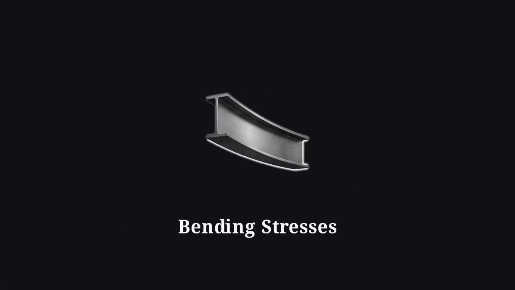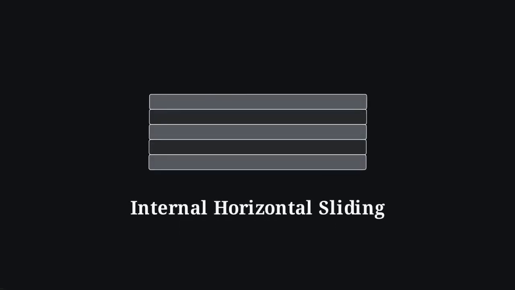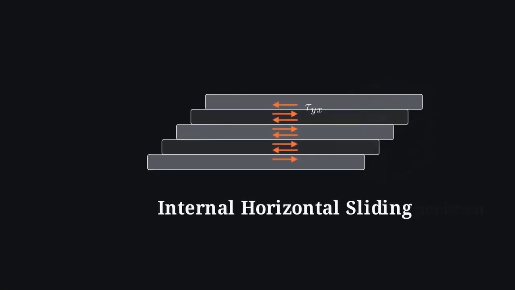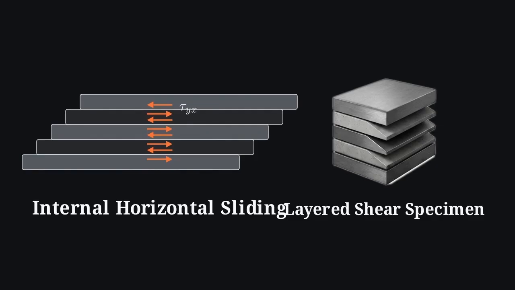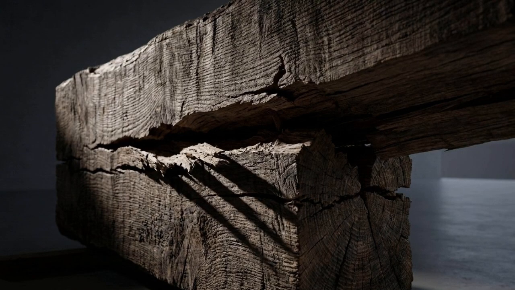While these normal stresses explain how a beam resists bending, they also create a secondary force where the horizontal layers of the beam attempt to slide against one another. This introduces a separate structural threat, longitudinal shear, which we will investigate in the next lesson.